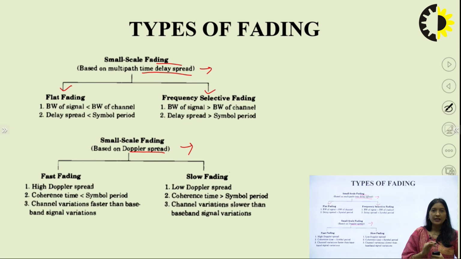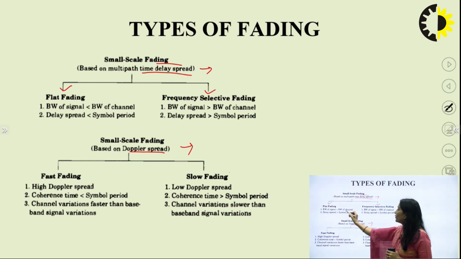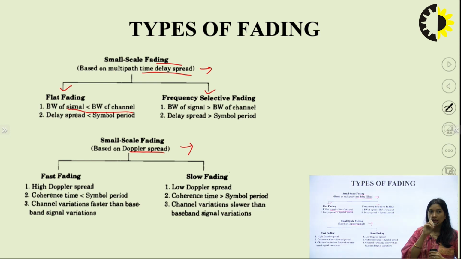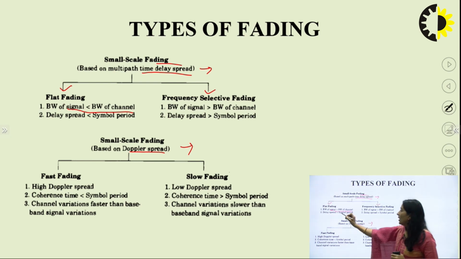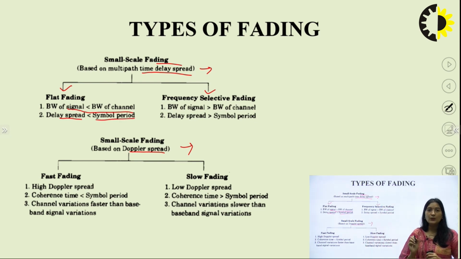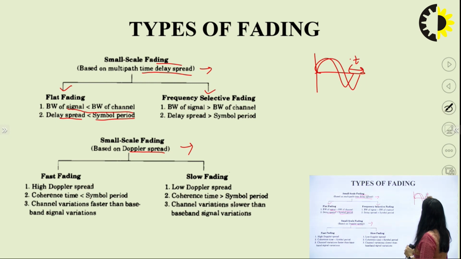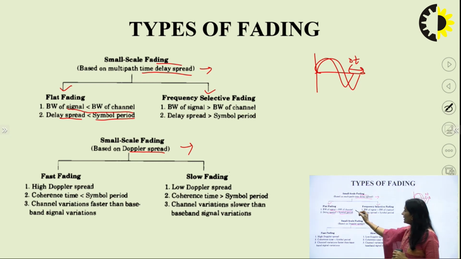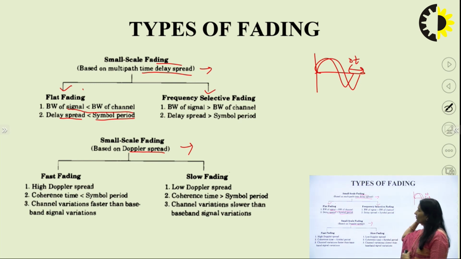Flat fading is the fading that occurs when the bandwidth of the signal is less than the bandwidth of the channel. So if signal bandwidth is less than the bandwidth of the channel, then we have flat fading. Or when the delay spread is less than the symbol period. Delay spread means the shifted version of the signal. So the delay, let's say this is small t or delta t. So this is the delay. If your delay spread is less than the symbol period, then also the fading is known as flat fading.